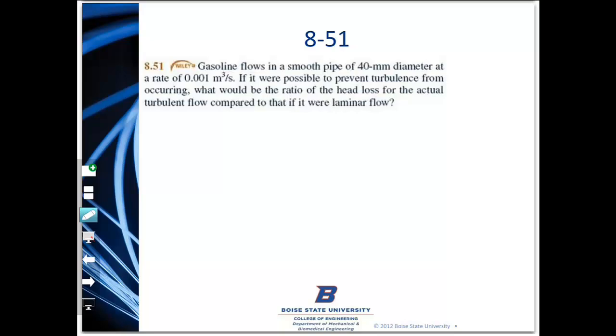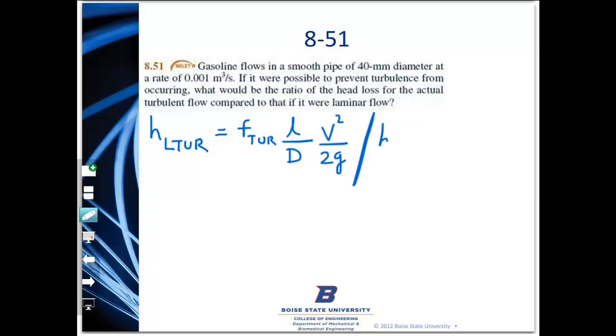So let's go ahead and write what would be the head losses for a turbulent flow. Head losses will be f, friction factor for turbulent flow, times L over D, V squared over 2g. Okay, and for a laminar flow, it will be f laminar, L over D, V squared over 2g.